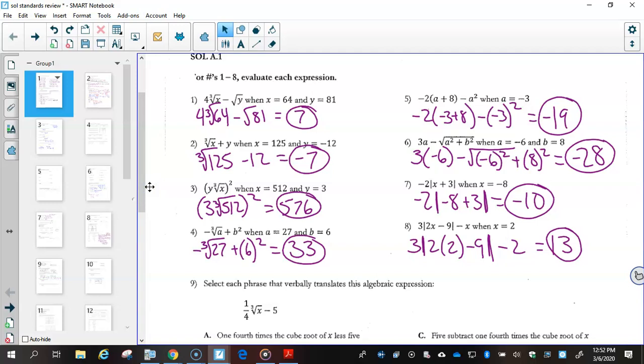Okay. So for number 1, the answer was 7. 2 was negative 7. Wait, I don't have that packet. Oh yeah, do you want to also take a picture if I don't have time to copy it all? That's fine. I mean, I'm giving you time right now. Have we done this before? Evaluating, yes. You can come grab another one.